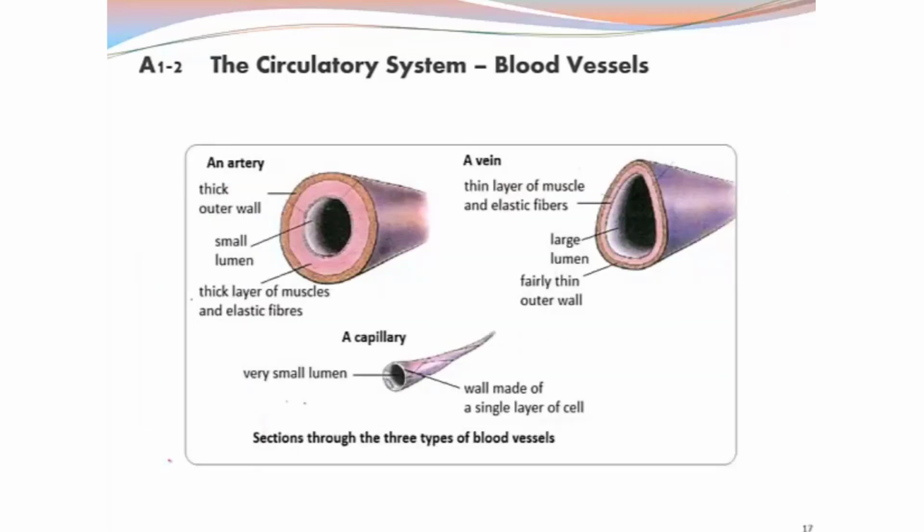So here's a great visual as well. Some of us like reading and digesting information that way, and some of us are visual learners. As we can see here, the artery has a thicker wall, whereas veins have a thin layer of muscle. Capillaries are very small, creating lots of surface area, because that's where all the exchange of gas, nutrients, and waste occurs.